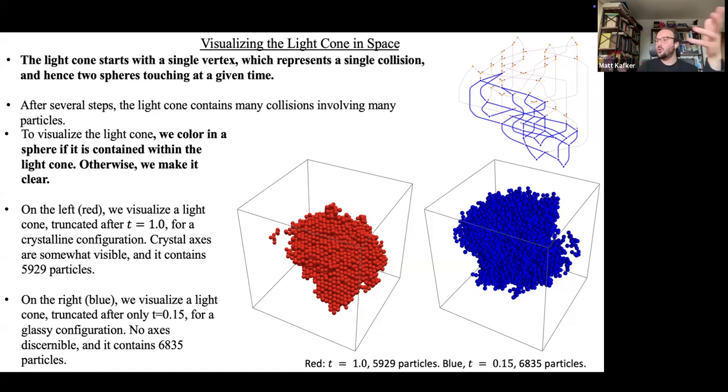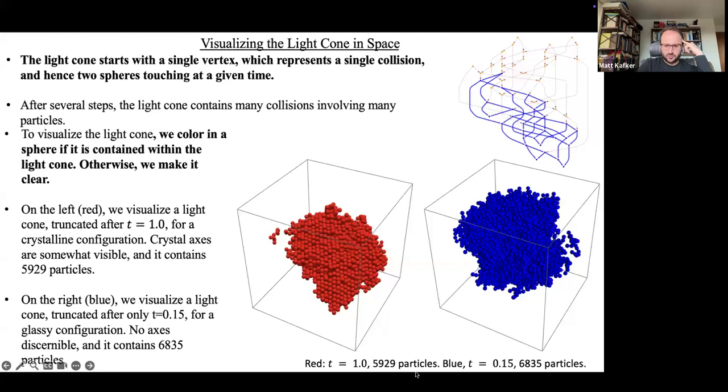Now the question is, what are all the collisions that have been affected by that collision that we started with? What's pictured here is that if a particle has been included in that light cone, we color it red. Otherwise, we don't color it in at all. So you really have a full crystalline solid in here, but only a subset of the spheres have been colored in. On the right, we do exactly the same thing. We choose the collision in the center of the box. That's 2 particles. We cut the light cone off after a certain amount of time, and then we look at who is in the light cone. So same number of particles, same energy. It's just that this is a glassy system and this is a crystalline system.